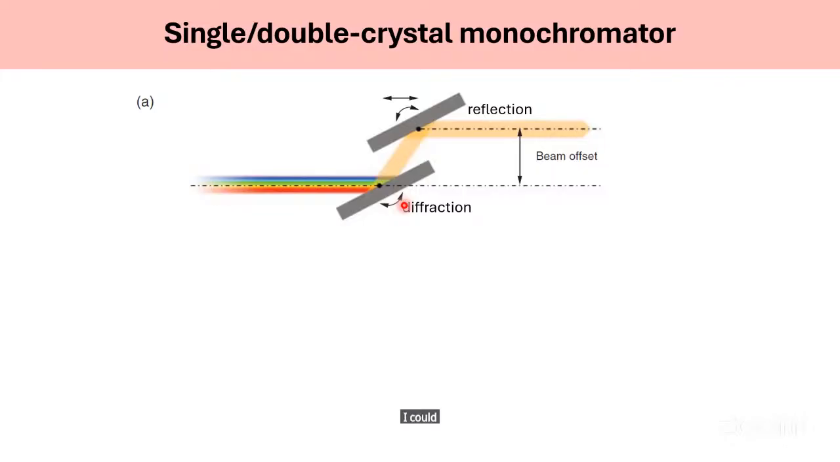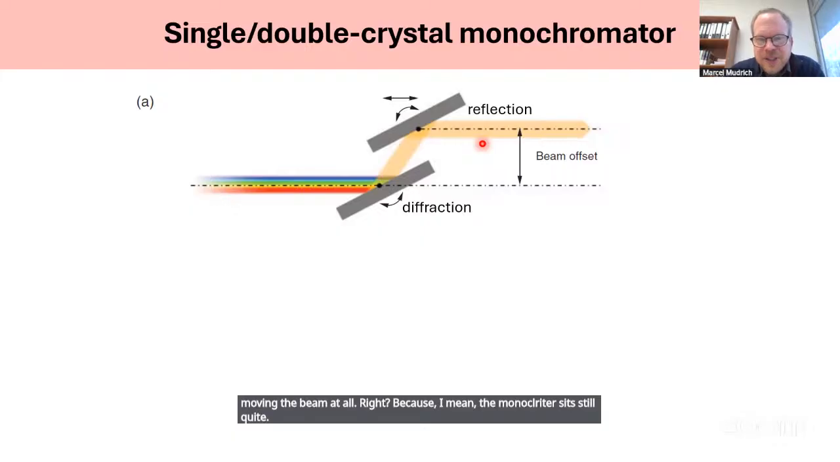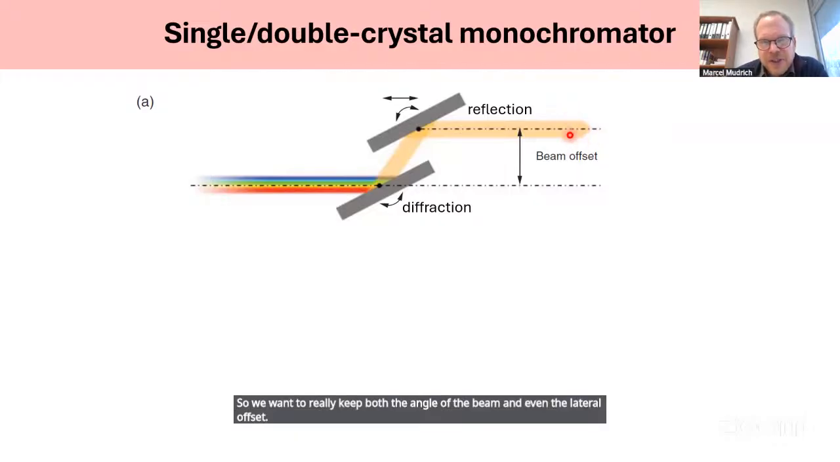I could imagine if you just had one mirror, the beam path would change, right? Sure, exactly. Ideally, you want to select your photon energy without moving the beam at all. Because the monochromator sits quite far upstream in the beam line, any small angle variation of the beam would propagate, and you would probably never get the beam all the way through all these apertures and mirrors that come further downstream. So we want to really keep both the angle of the beam and even the lateral offset very constant.